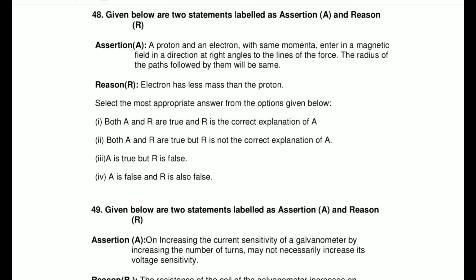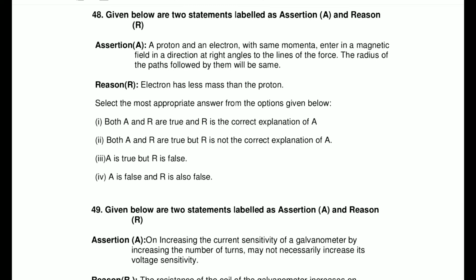Question number 48, assertion: a proton and an electron with the same momenta enter a magnetic field in a direction at right angles to the lines of force. The radius of the path followed by them will be the same. Okay, now this is something which I have to find out.